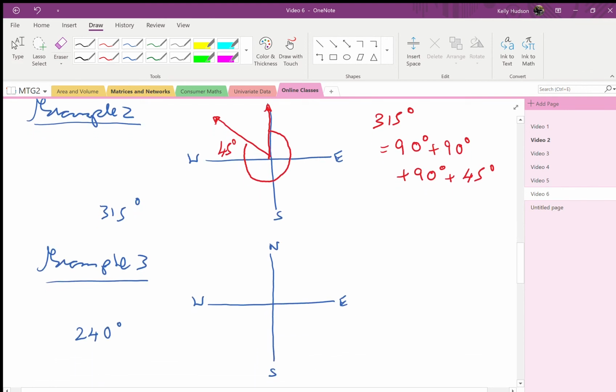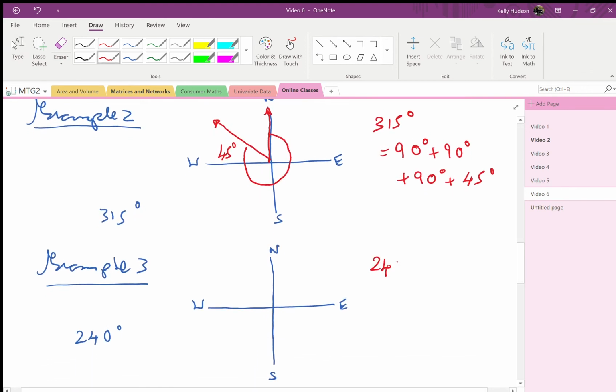For example number 3, I've got 240 degrees. So 240 degrees, let's say that's 90 degrees plus another 90 degrees, that makes up 180 degrees. And then I have to add another 60 degrees, and that makes up my 240. So once again, start off at true north, swing 90 degrees, another 90 degrees makes 180 degrees, plus another 60 degrees, and I finish off my bearing there, and I write 60 degrees in as my bearing.